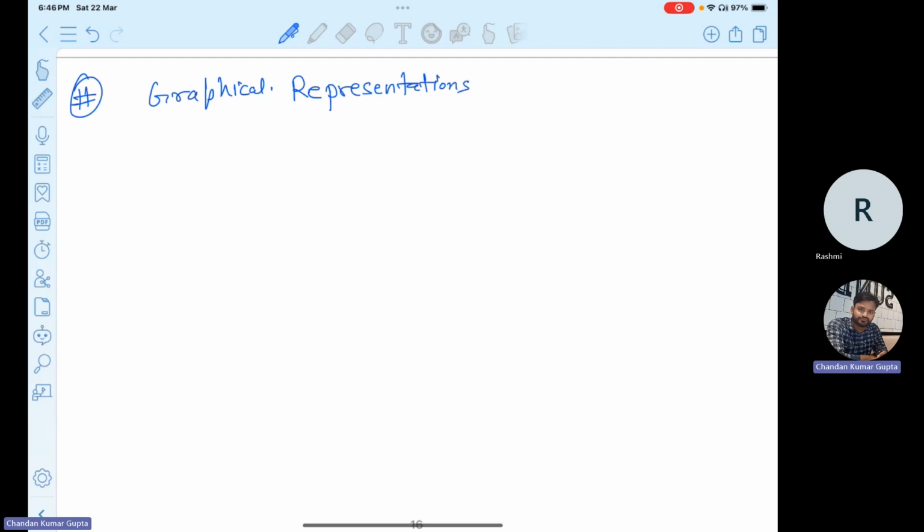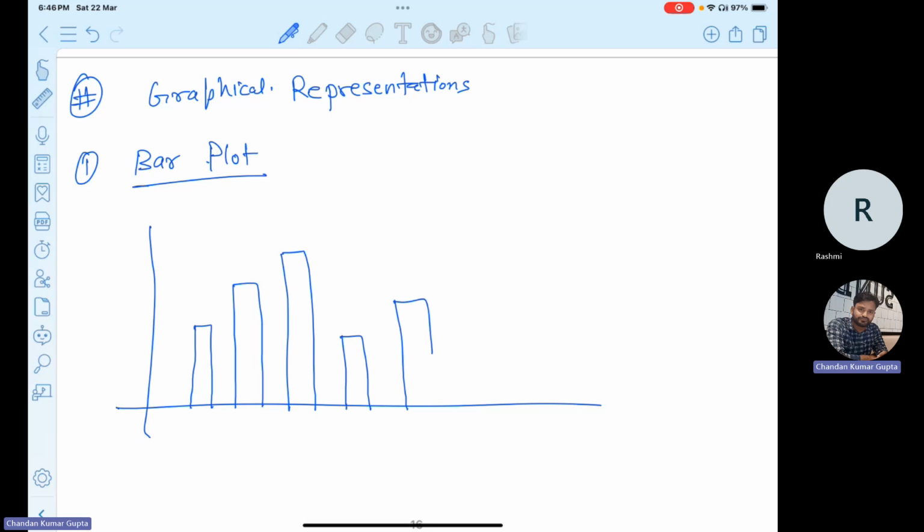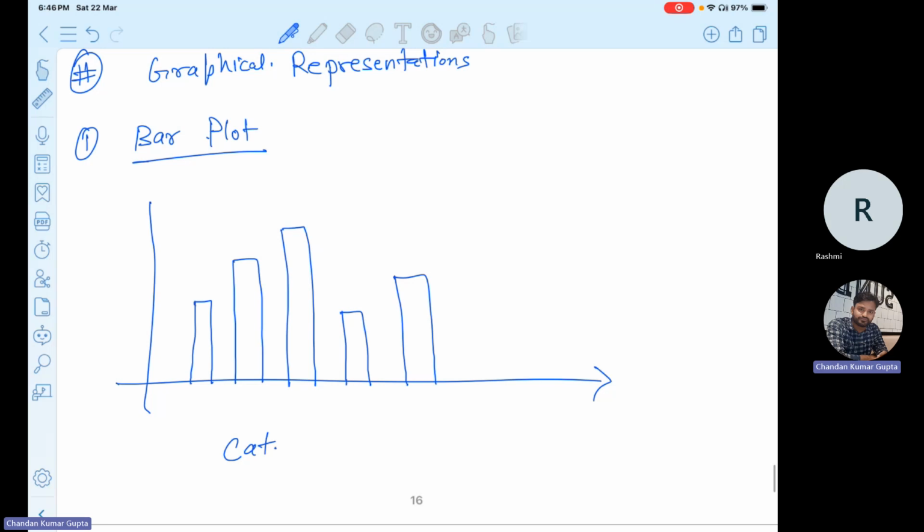Okay, so we have bar charts. You already know about the bar chart, or bar plot, or bar graph. Let me write it, bar plot. Bar plot is like this. So these are the bars, these are the rectangular bars, and here on the x-axis we have categorical data. These are the categories like A, B, C, D, and E.